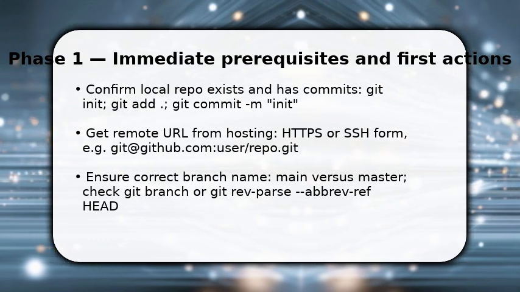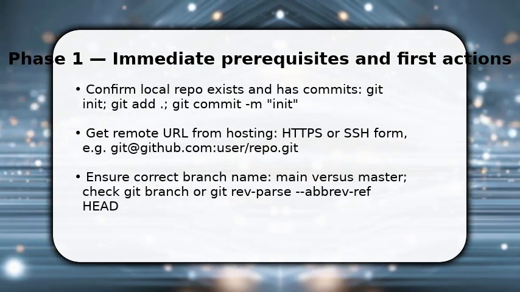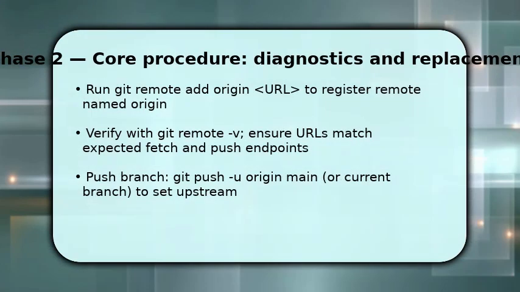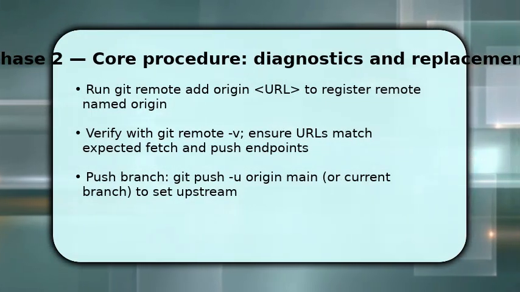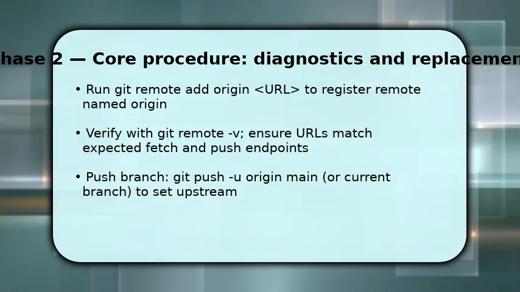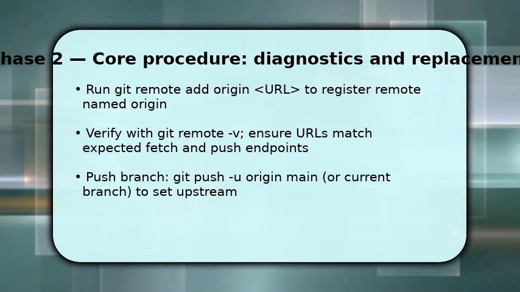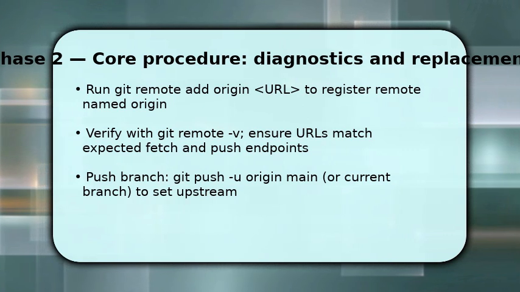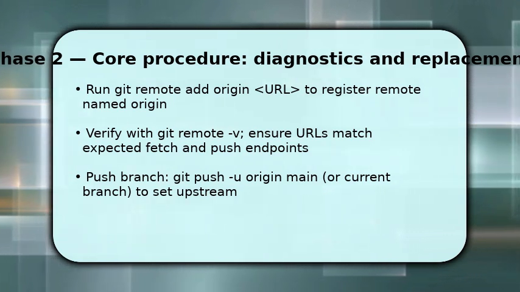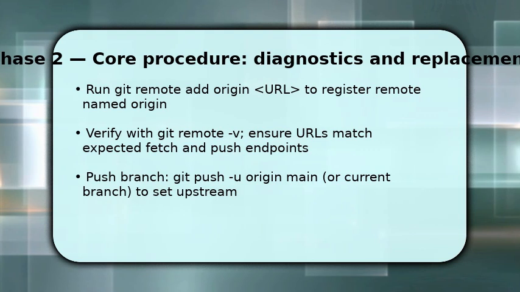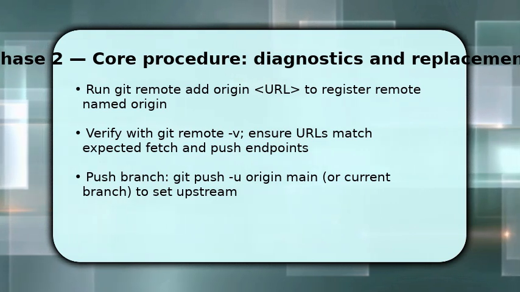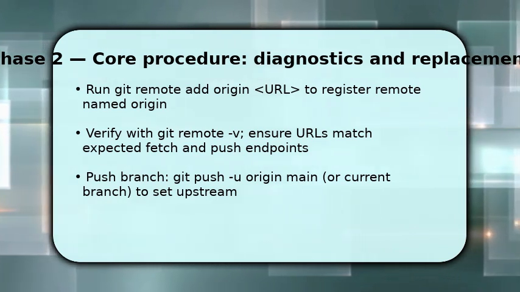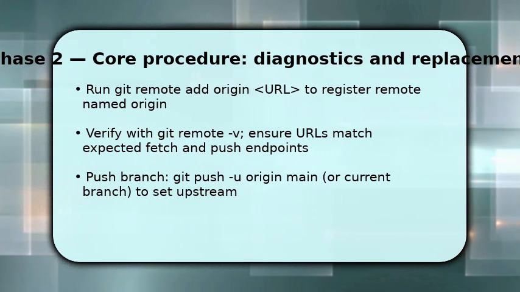This connects your local branch to the remote endpoint you just prepared. Now you'll register that URL as a remote named origin, which makes future pushes simple. Type git remote add origin URL, where URL is the value you copied. If origin already exists, use git remote set-url origin URL instead. Then verify with git remote -v to confirm both fetch and push addresses.